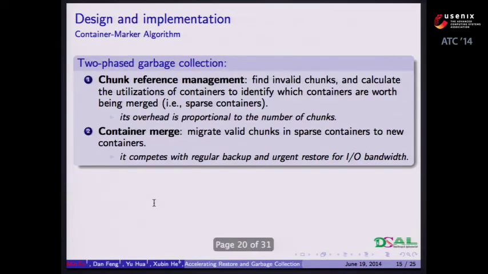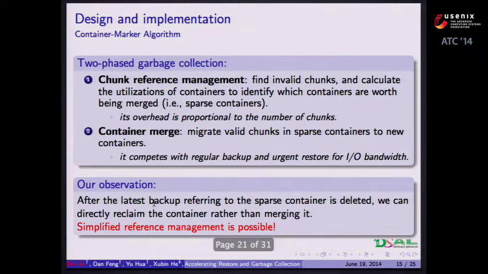Garbage collection in deduplication systems is complicated since each chunk can be shared by different backups. GC is two-phased. At first, we need a chunk reference management approach to find all invalid chunks and calculate the utilizations of the containers to identify sparse containers. And the overhead is proportional to the number of chunks in the system. Second, we need a container merge operation to migrate valid chunks in the sparse containers to new containers. This operation competes with regular backup and the urgent restore for I/O bandwidth and becomes the most time-consuming phase in GC.